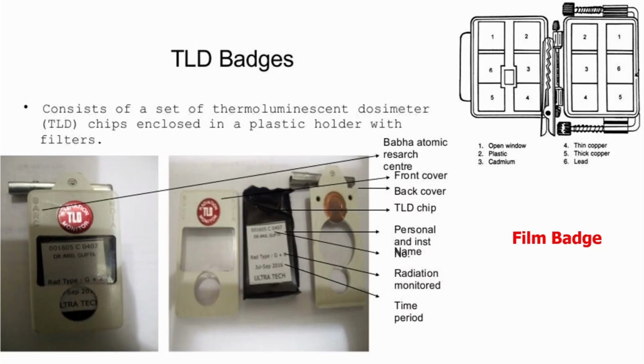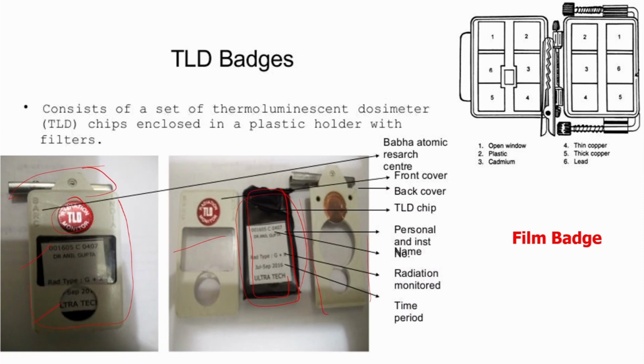Now how does the TLD badge look? This is the TLD badge. You can see that it looks like this. This is a crocodile pin. This is a plastic material, and the front view has 3 windows, 1, 2, 3. When you separate this out, you will see in the upper area your chip. This is the material where the black polythene lies, and this is the back side of the badge. This is a filter.